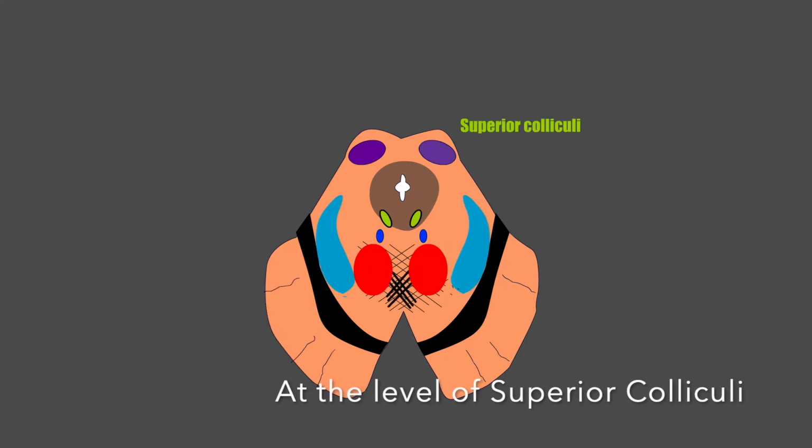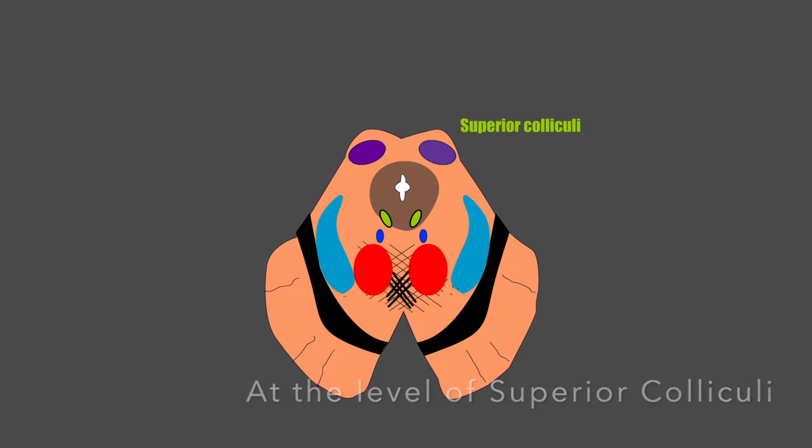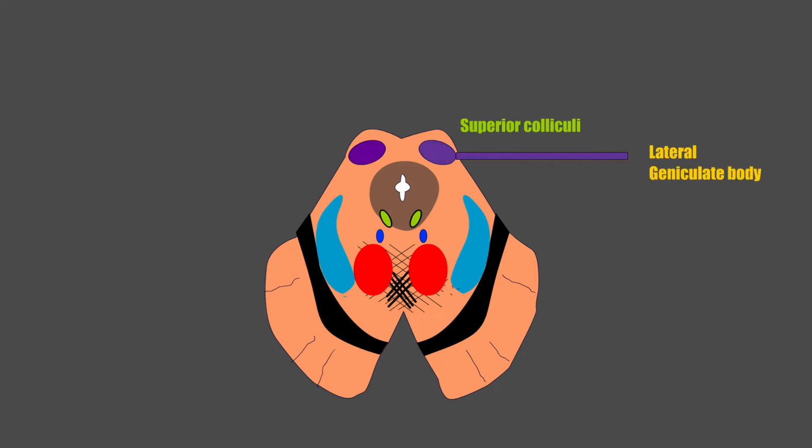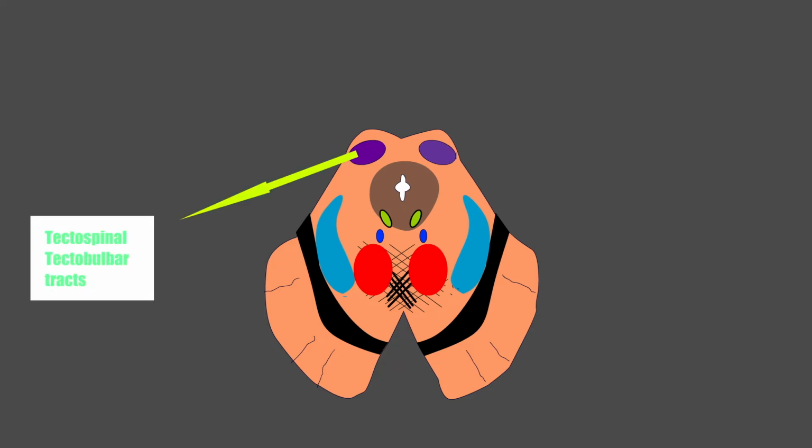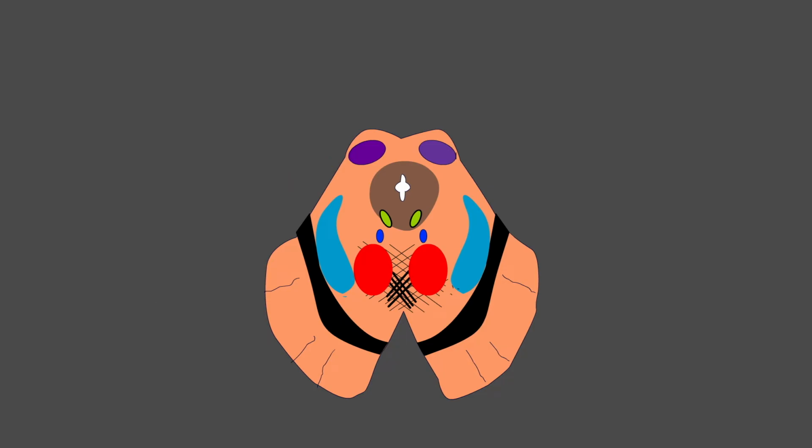At the level of the superior colliculi, you have the superior colliculi which form part of the visual reflexes, and they're connected to the lateral geniculate body by the superior brachium, and they receive afferent fibers from the optic nerve, visual cortex, and the spinotectal tract. The efferent fibers from the superior colliculi form the tectospinal and tectobulbar tracts, and they are responsible for the reflex movements of the eyes, head, and neck in response to visual stimuli.